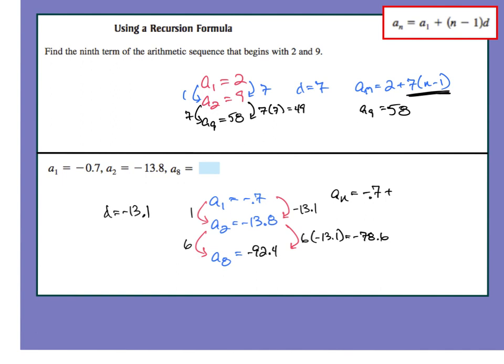All right. So that's a good way to do it. If I wanted to build a sub n, I'd have negative 0.7 and then plus a negative 13.1 times n minus 1. Right? And then I would substitute in 8. And so I'd still end up with negative 92.4. All right. Don't really care which way you go. Just get the answer. All right.